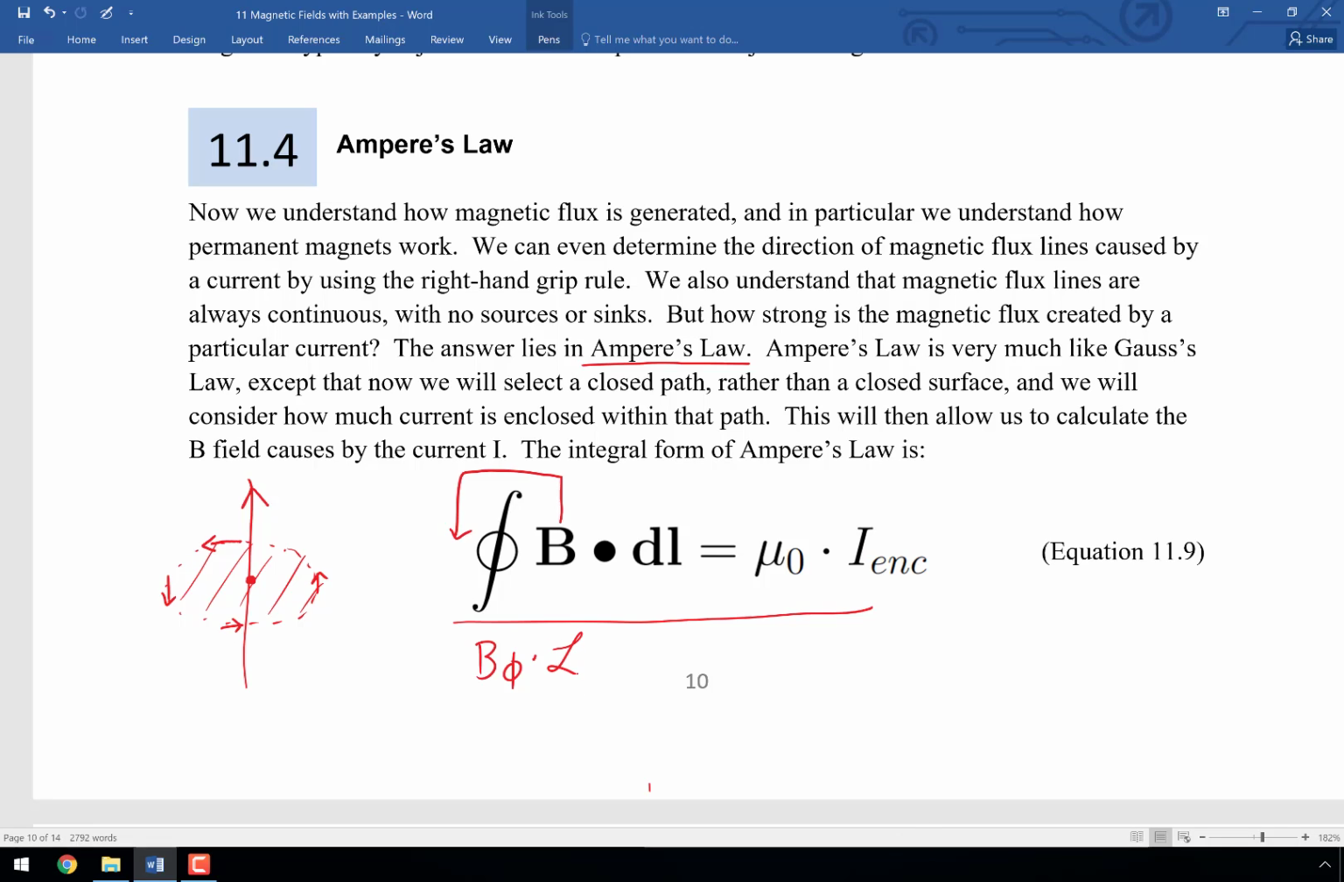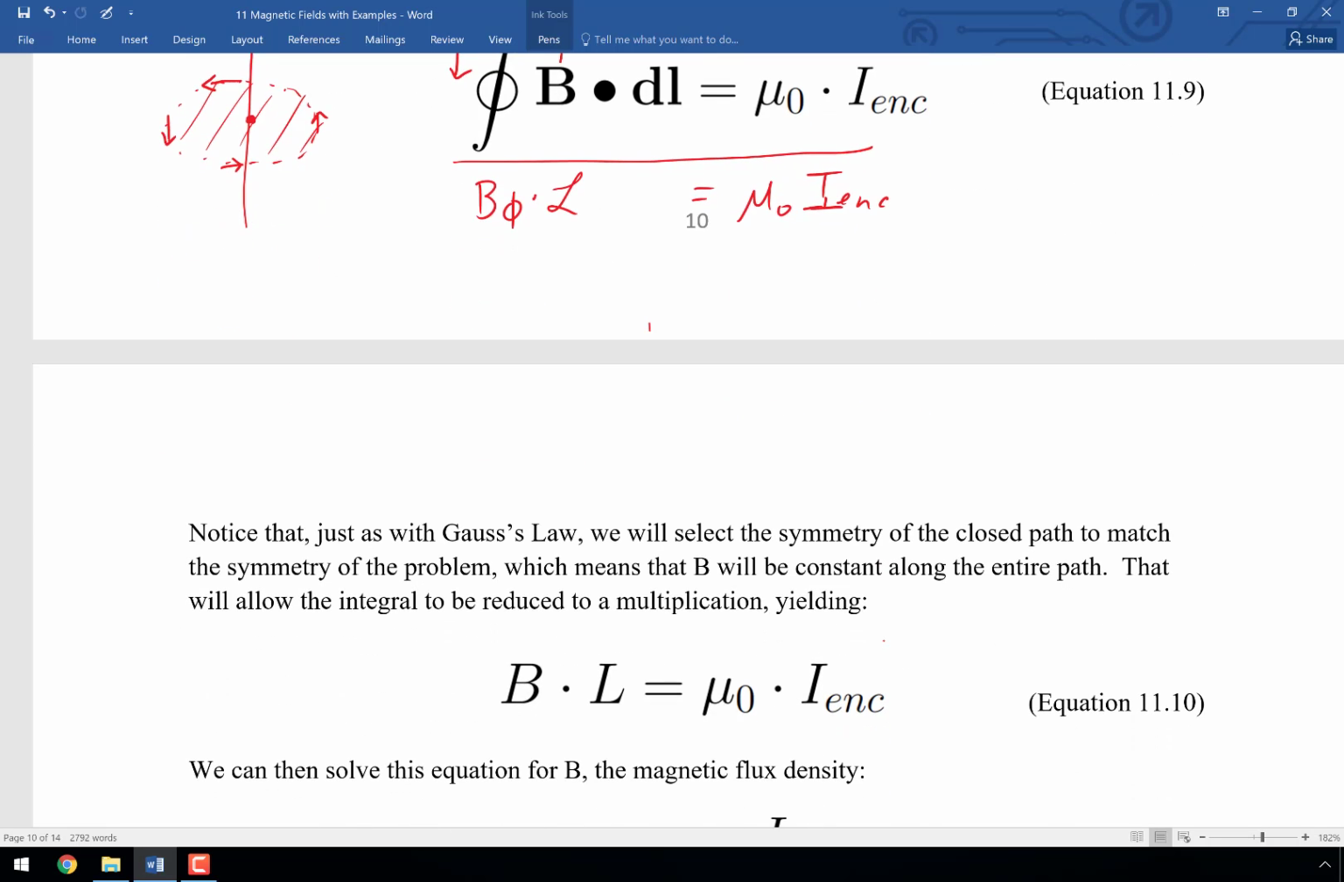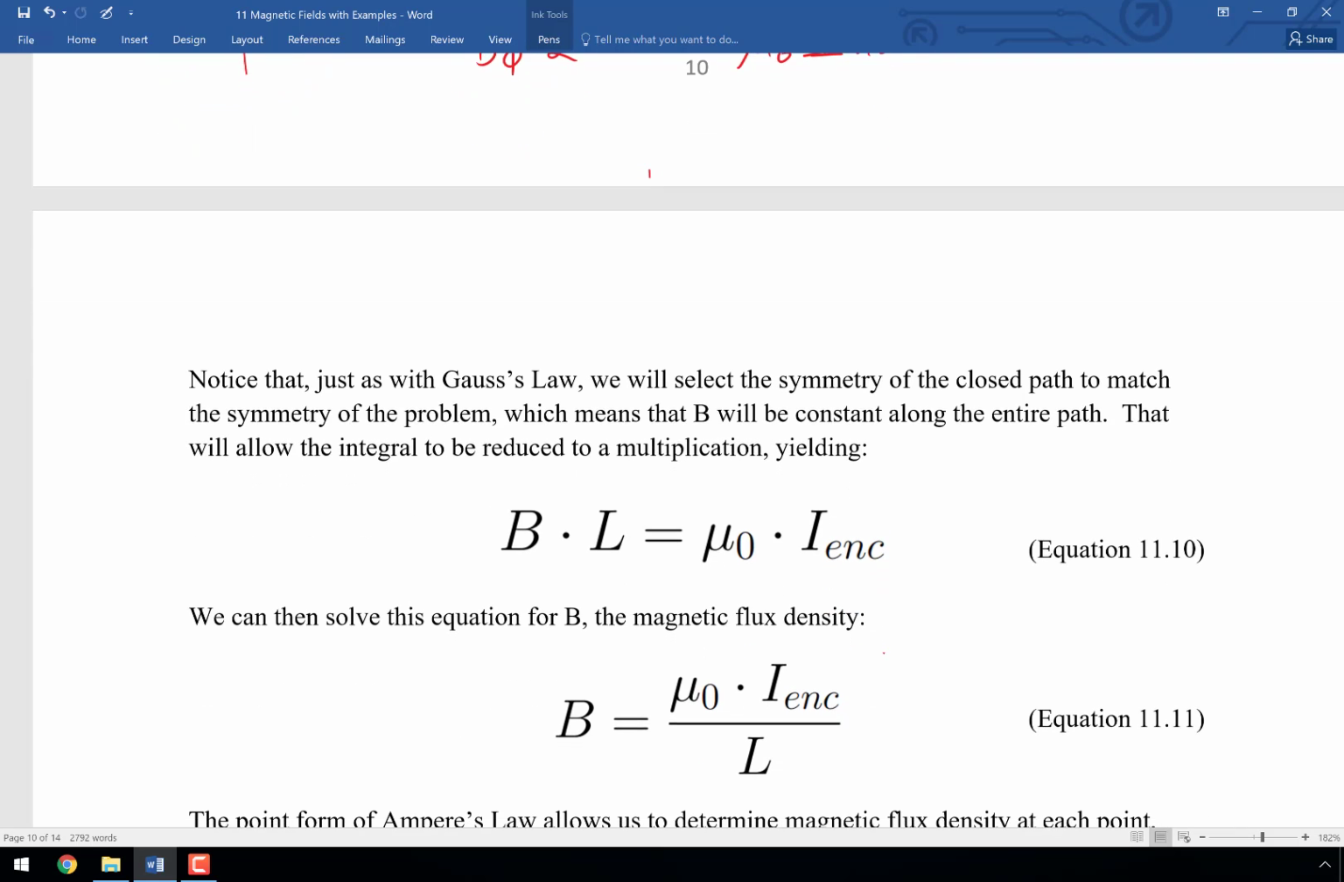So here the length of the path is equal to mu sub 0 times the enclosed current. And the enclosed current is however much current passes through the surface that's defined by that two-dimensional path. I didn't need to write that out because it also appears in equation 11.10. And then because we almost always want to just calculate B, I've got equation 11.11. And that one probably deserved to have a box around it because we're going to be using that equation in all of the examples for the rest of today's lesson.